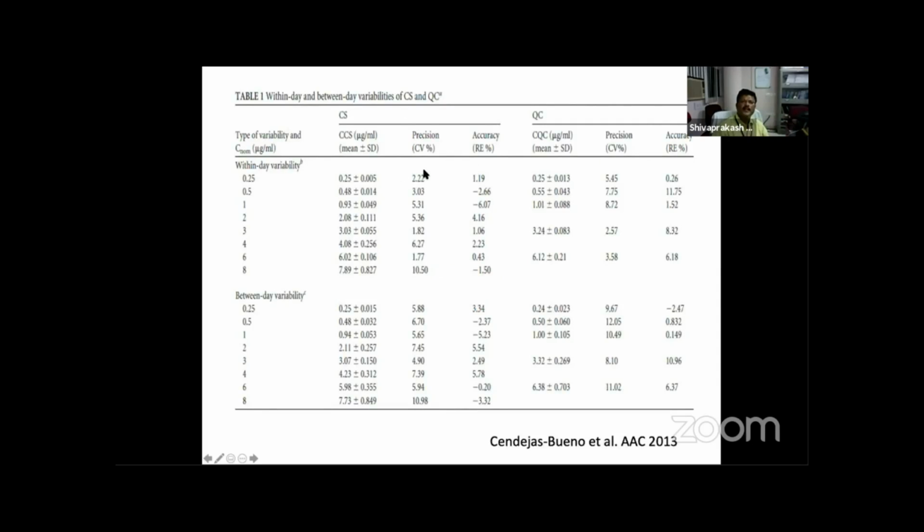Again, you can see that here. This paper is from long back, in 2013. We actually did not publish this one, but they looked at only 8 patients and published, and you can see the precision and accuracy compared to quality control. It is really very, very good and comparable, especially for voriconazole.